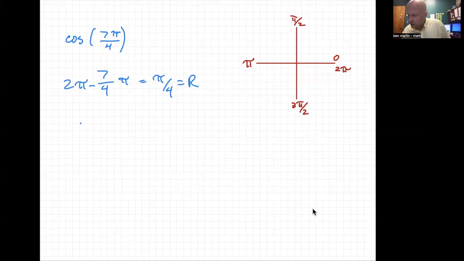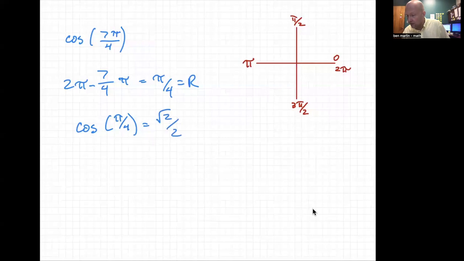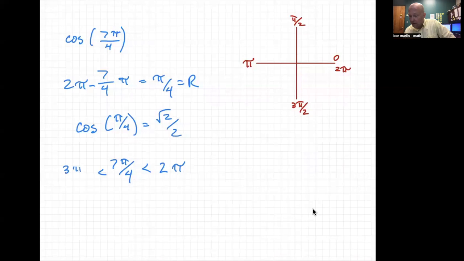So then we ask ourselves, what is the cosine of my reference angle, my pi over 4? That's one that we have memorized. It's square root of 2 over 2. And then we have to figure out where we are on the plane, which quadrant we're in. So because 7 pi over 4 is about 1.75, then it's smaller than 2 pi, but it's larger than 1.5 pi.